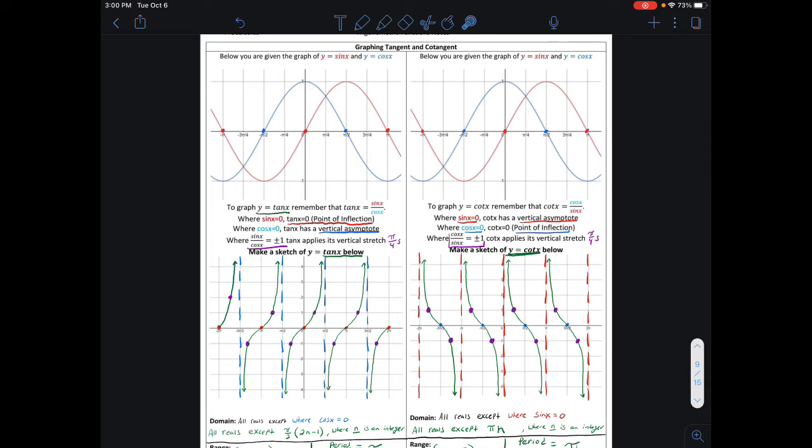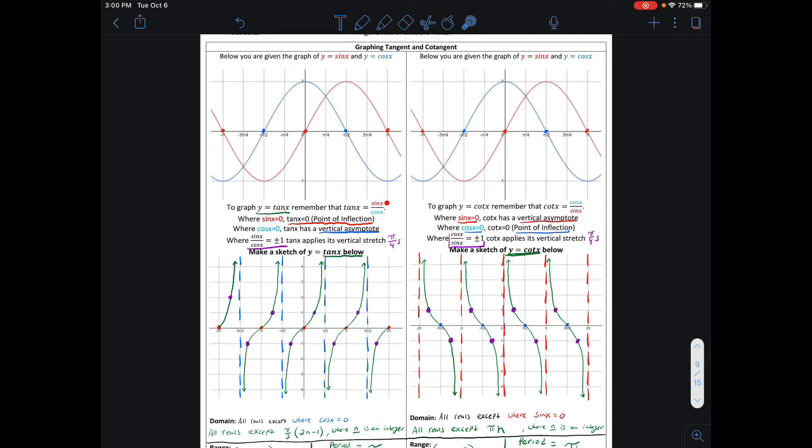Now, since tangent is a quotient function, I have a function in my denominator. So cosine being in the denominator, everywhere that cosine equals 0, tangent's going to be undefined and have a vertical asymptote. So cosine being blue, cosine equals 0 at negative pi over 2 and positive pi over 2. Cosine equals 0 at all the odd numbered pi over 2's. So I go to my tangent sketch here, and all of my odd numbered pi over 2's get vertical asymptotes.